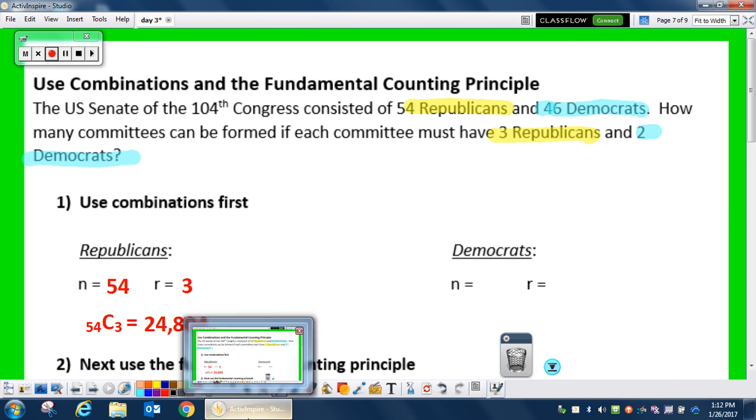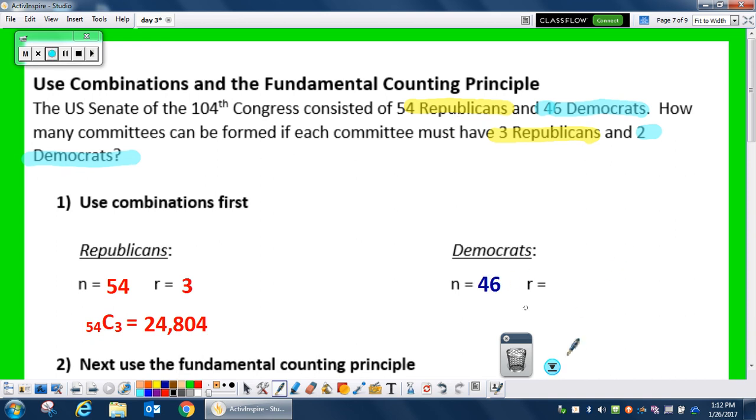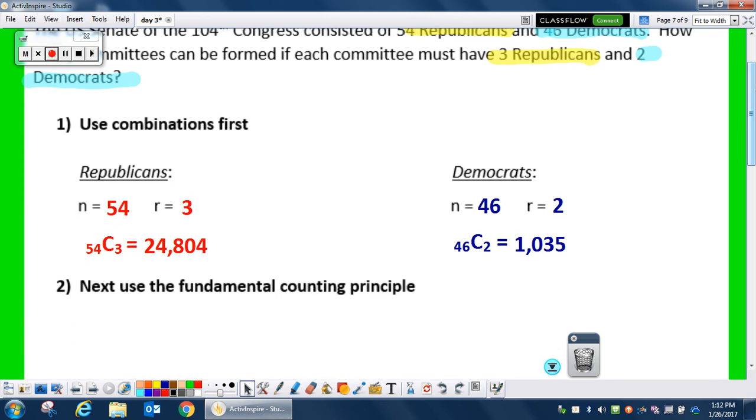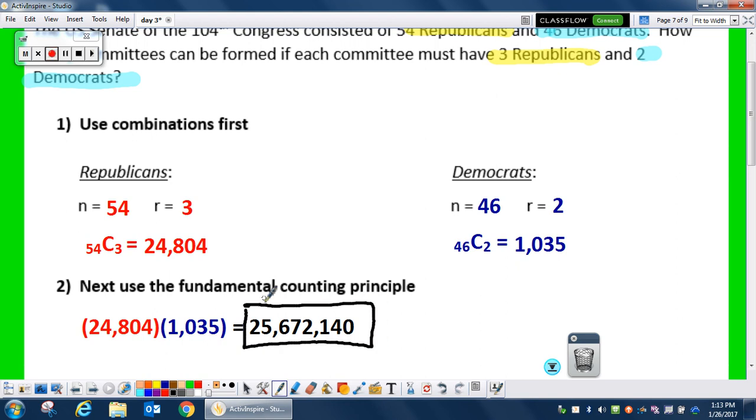Hopefully you get this number on your calculator. For Democrats, we have 46. We need 2 of them. So you use your combinations. Hopefully you get this number. Okay? So that's the first step. This is a kind of multi-step problem. Now what you're going to do is use the fundamental counting principle, and you just multiply those 2 numbers together, and the very large number is your answer. Okay? So again, in all of these types of problems where you use both nCr and the fundamental counting principle, you will have 2 separate categories, which I suggest highlighting in 2 separate colors.